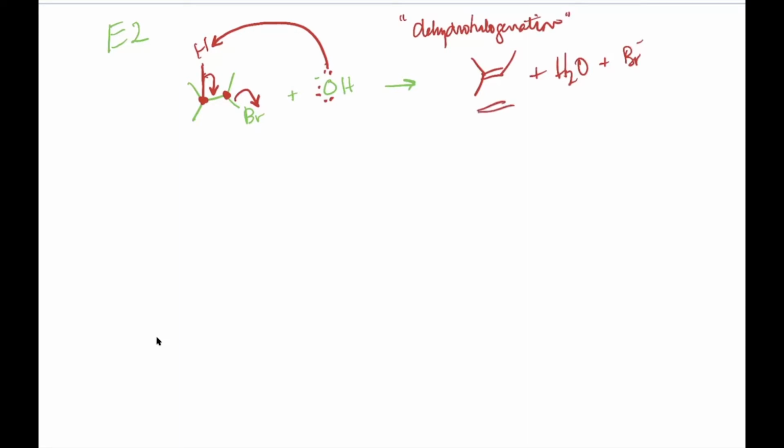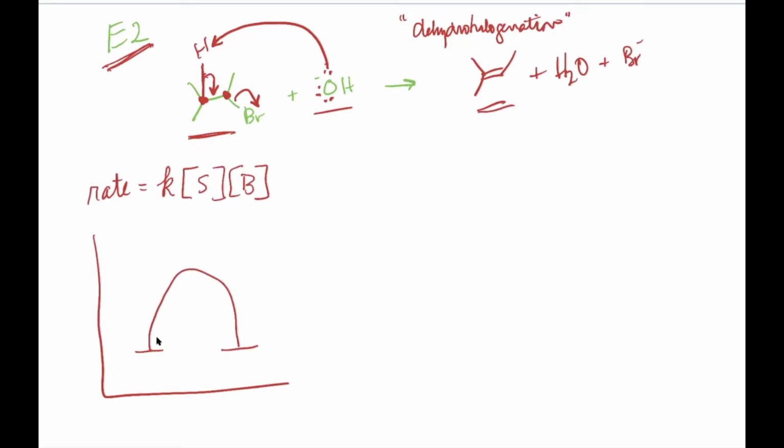This is a bimolecular reaction, so both my base and my substrate are involved in the rate limiting, or the only step. And so if I were to write the rate expression of this reaction, it would be some rate constant times the concentration of the substrate times the concentration of the base. And if we drew an energy diagram for this reaction, it's going to be a single step. And we have to think about a transition state. So here's our starting materials, and here's our products.